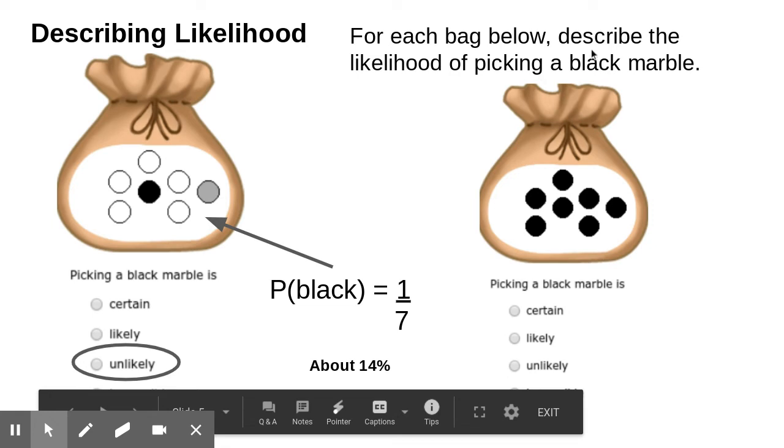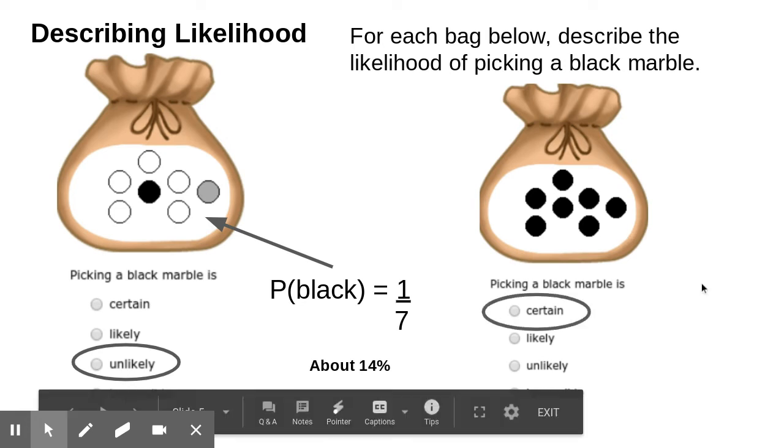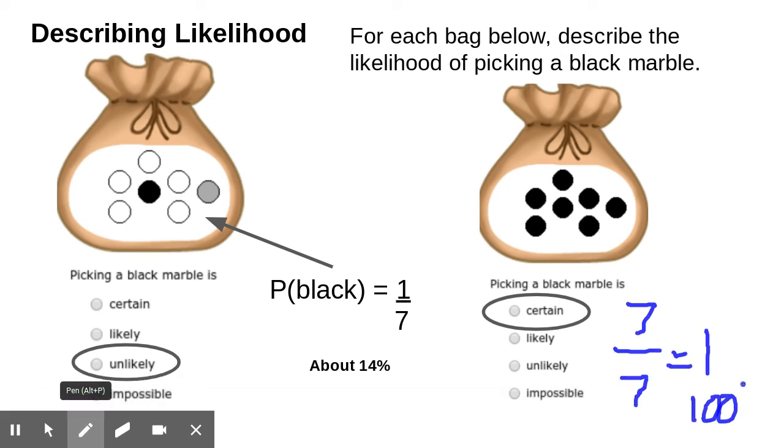For each bag below, describe the likelihood of picking a black marble. In the second bag, well, we have 1, 2, 3, 4, 5, 6, 7 black marbles out of 7 total marbles. So that's a 100% chance. Our probability was 7 out of 7, which is 1, which is also 100%. And that falls into the certain category. It is 100% certain that you're going to pick a black marble.